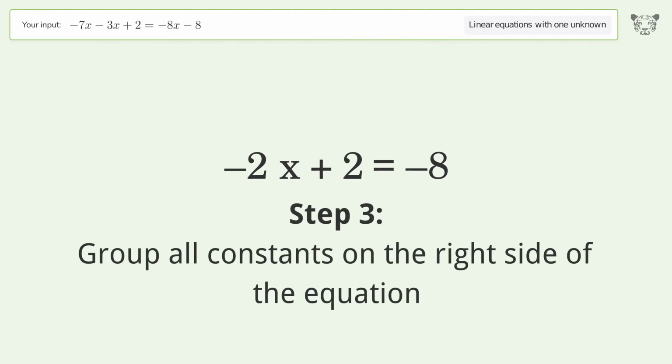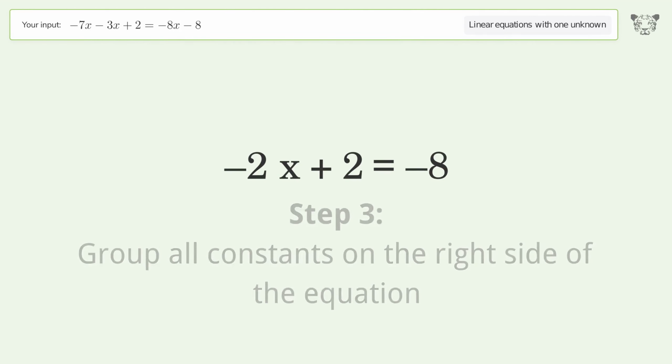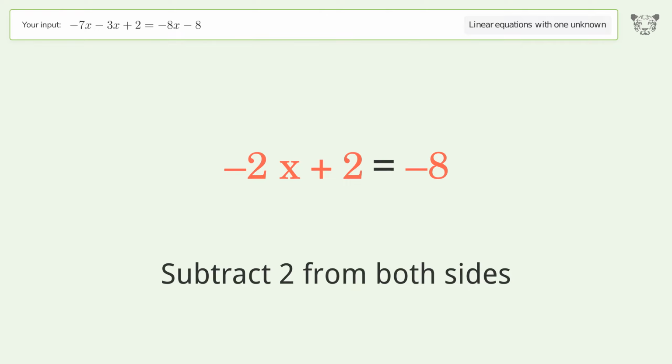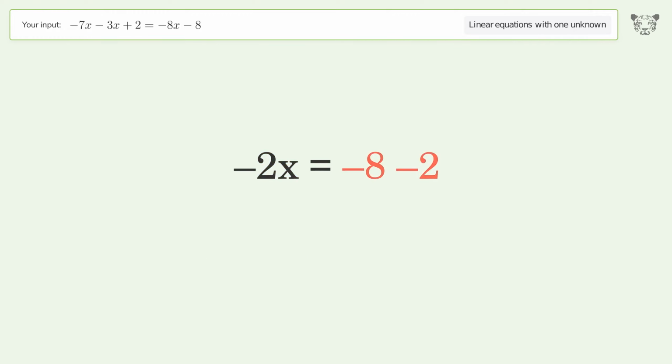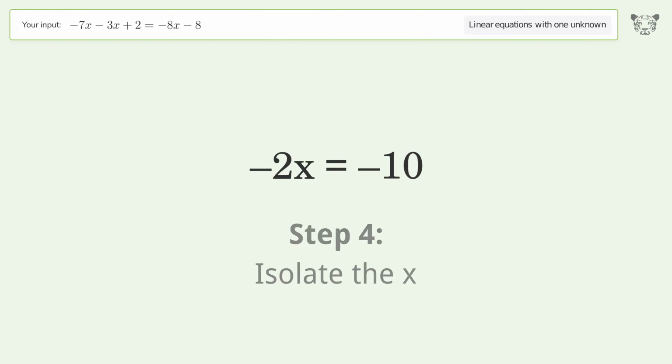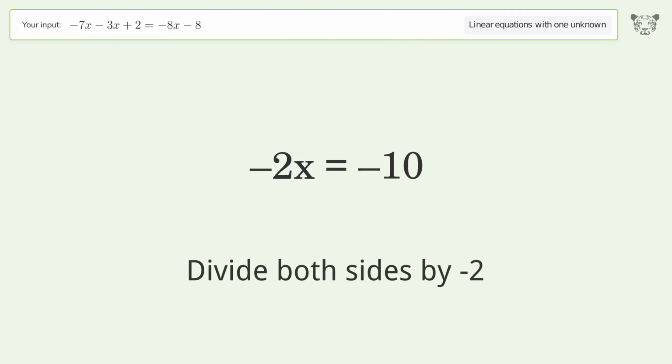Group all constants on the right side of the equation. Subtract 2 from both sides. Simplify the arithmetic. Isolate the x. Divide both sides by -2.